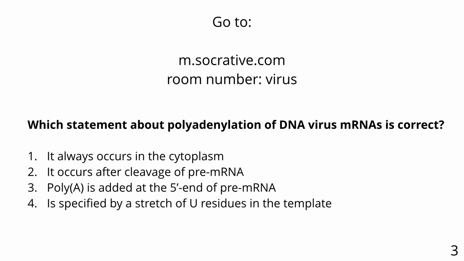All right, a little uncertainty here. 60% of you said it occurs after cleavage of pre-mRNA, and that's absolutely true. It doesn't occur in the cytoplasm. This is a nuclear event, just like splicing and polyadenylation. All this processing occurs in the nucleus before export. Poly-A is added to the 5' end? No, it's added to the 3' end. Specified by a stretch of U residues? That's only for RNA viruses, right? And this question is asking about DNA viruses.